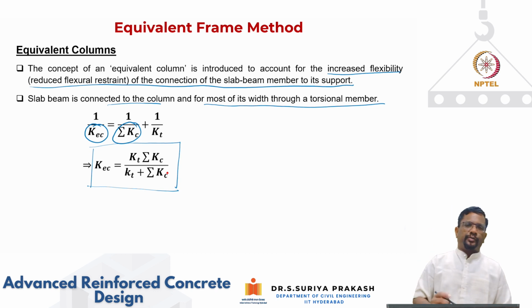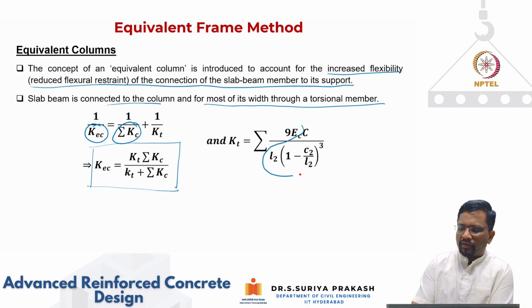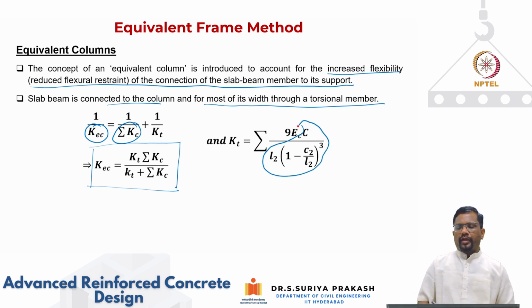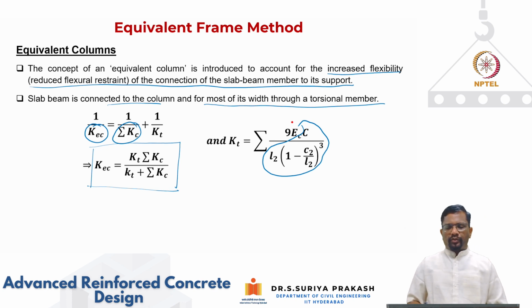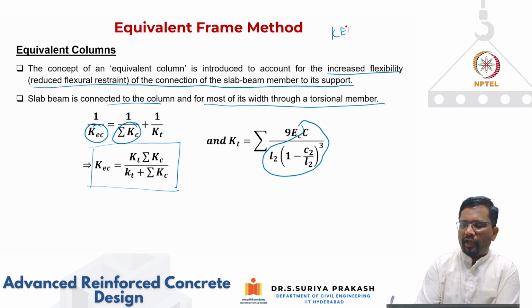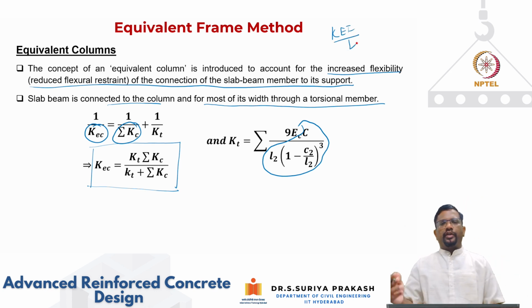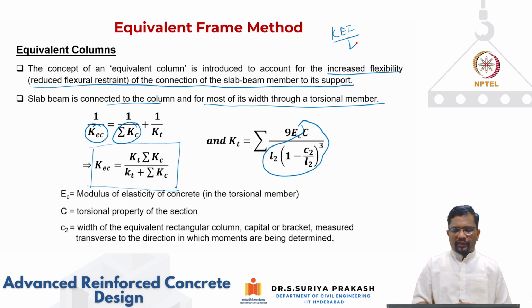Similarly, we need to find an expression for how to calculate the torsional stiffness of this transverse beam. So now let us see how to do it. You know that C is something similar to the moment of inertia in torsion. So this is 9 EC C by L into 1 minus C2 by L2, the whole cube, where EC is the elastic modulus of concrete. This is similar to how we write flexural stiffness, K E I by L; depending upon the boundary condition, the K value will change. Similarly, I am going to have EC times something by some fraction of L. So let us see now what these things are.